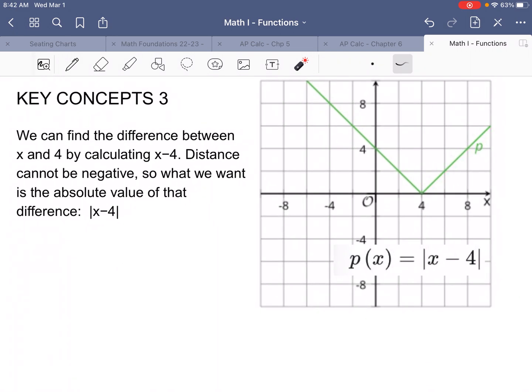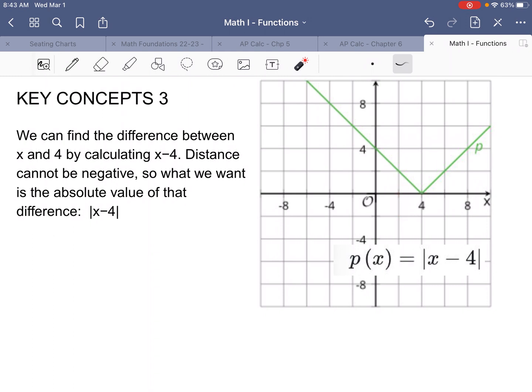Now, we can calculate the difference between x and 4 by calculating x minus 4. Since distance cannot be negative, what we would want to do is take the absolute value of that difference. So p of x right here is showing us how far each of these numbers as our input is from 4. So how far away from 4 is 8? Well, it's 4 away.